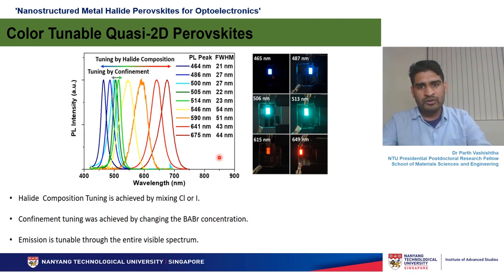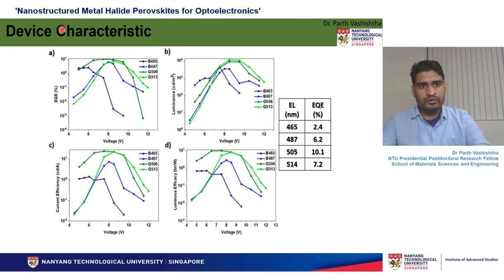And these LEDs show all these PL peak positions with extremely narrow full width half maximum. That is great. This is all about the device characteristics, how the devices work. Basically, you can see each LED turns on at around 4 volts. And the external quantum efficiency of the blue LED was 2.4 in the deep blue region and 6.2 at 487, close to the sky blue region.